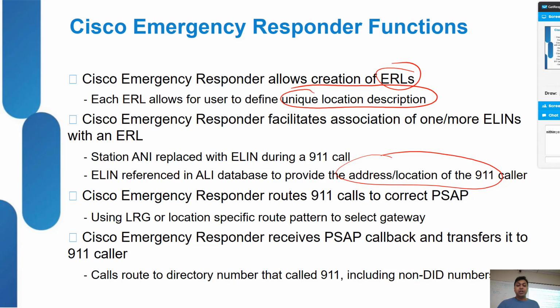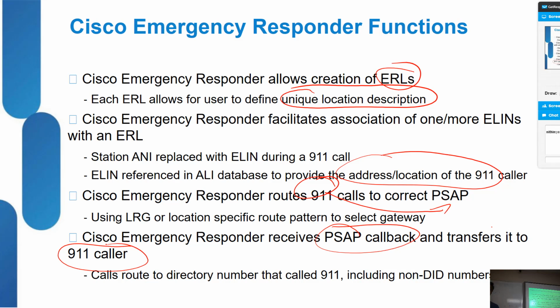Now, emergency responder will route the 911 call to the correct PSAP using a location-specific route or local route group. You send the calls to the appropriate gateway. The Cisco ER will receive a PSAP callback and transfer the call back to the caller. Because Cisco emergency responder is associated with the call manager, it knows which phone the call came from. So let's say Bushminder made a 911 call, and for some reason the call failed or got hung up. When I, as a PSAP operator, call back, the emergency responder will transfer the call back to her.